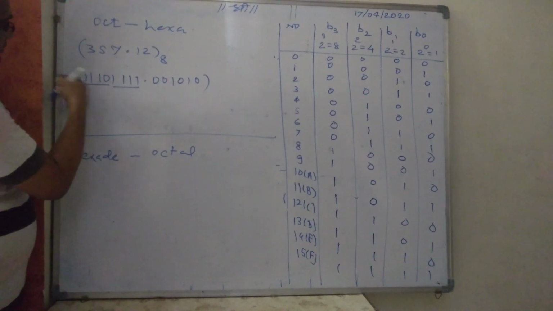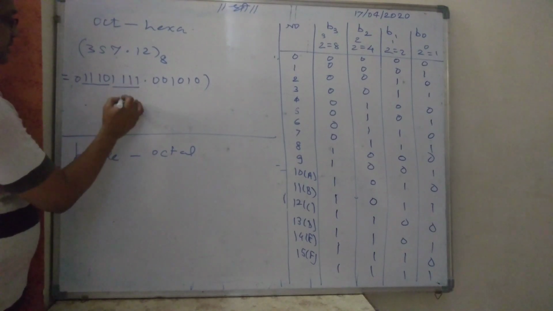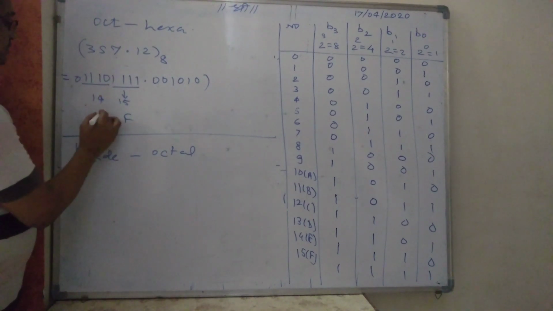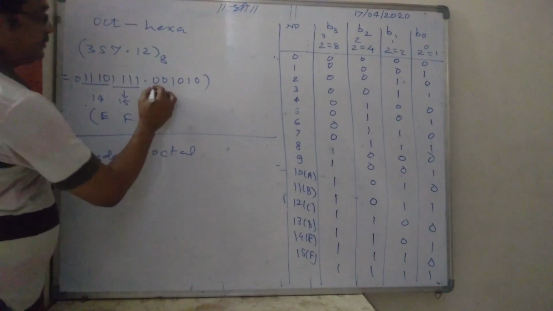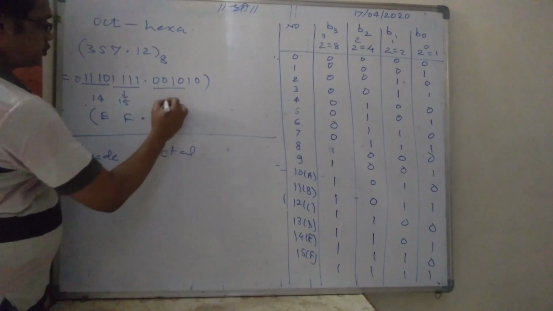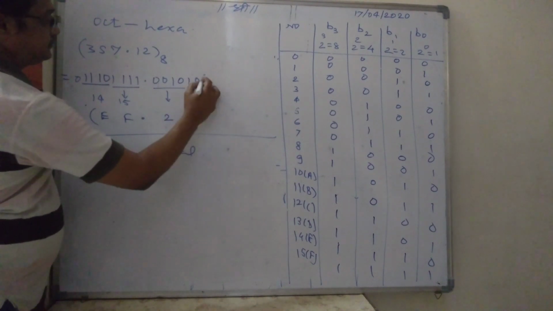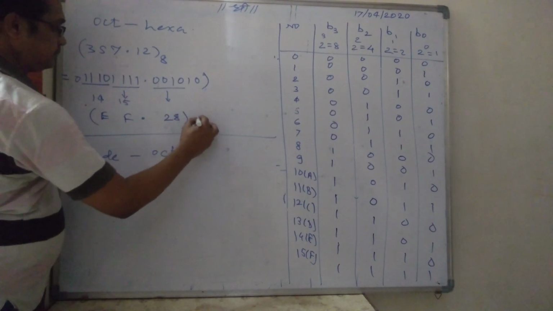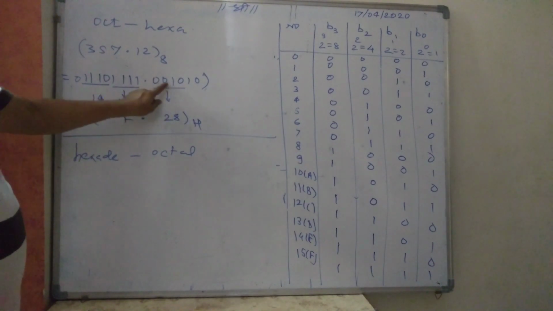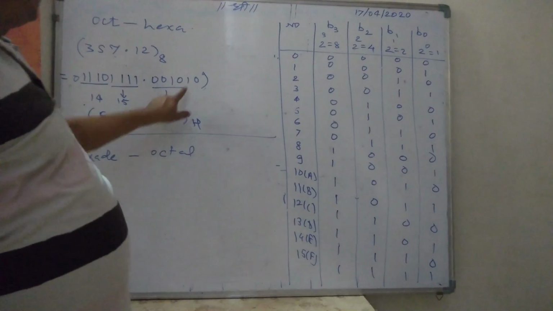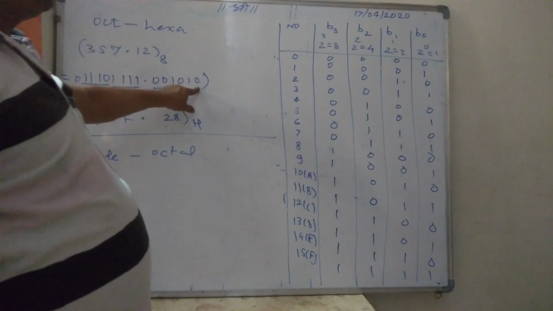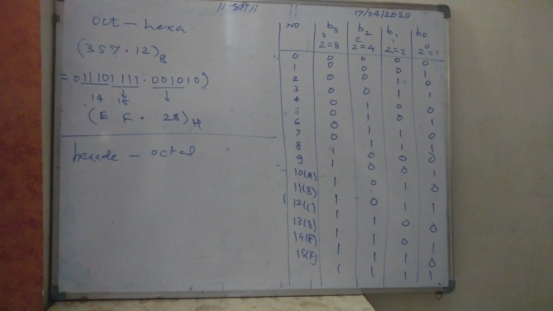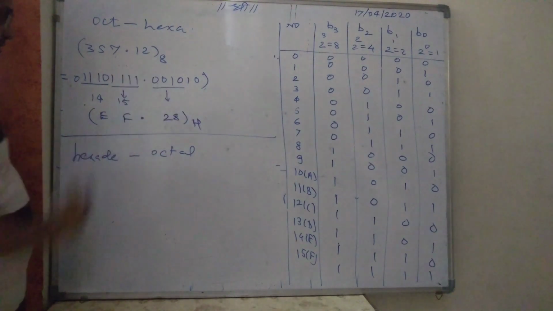This is single 0, add 3 zeros, so it carries no meaning. 1 1 1 1, this is 15, means F. This is 14, means E. So EF point, group of 4 bits, 0 0 1 0, this is 2. 1 0, two zeros are added, 1 0 0 0, that is 8. This is hexadecimal, right?